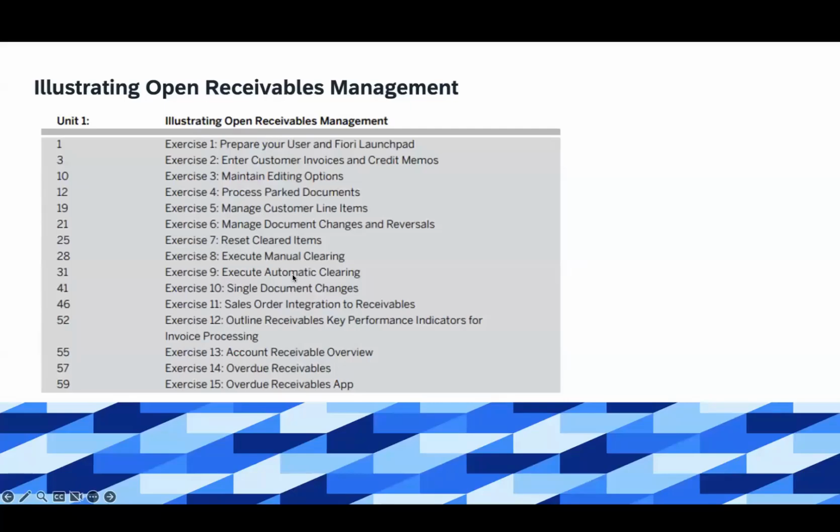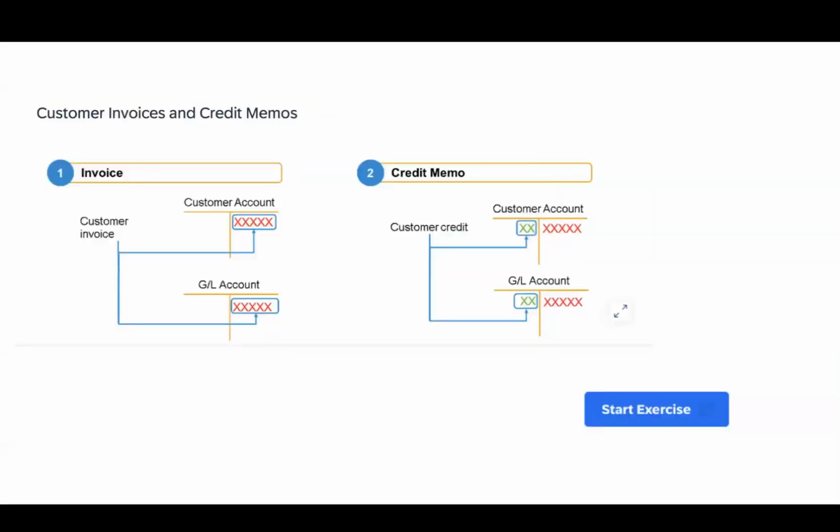Okay, remember that a document is cleared. So an open invoice is one that's unpaid. When it's paid, then it's closed, or it's cleared, sorry. Customer invoices and credit memos. We see that customer invoice is posted into the system.